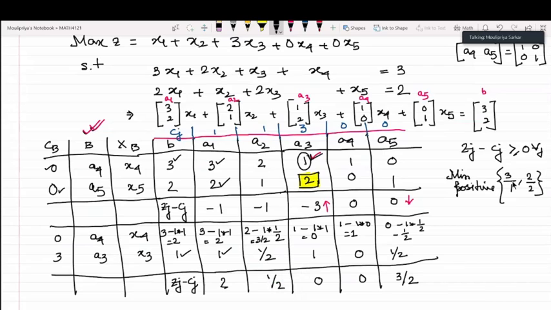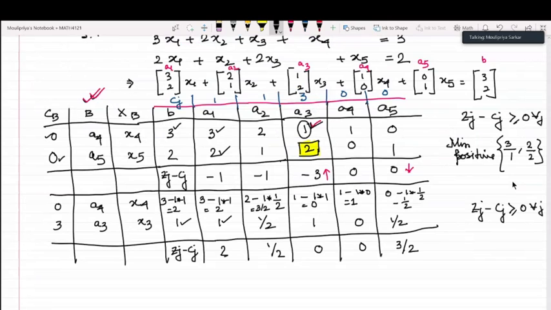What can we conclude from this point of time? We have Zj minus Cj greater than or equal to 0 for all j. So we have reached the condition for optimality. That implies we are now in a position to write down the answer. What can be written from this table? X3 is equal to 1.